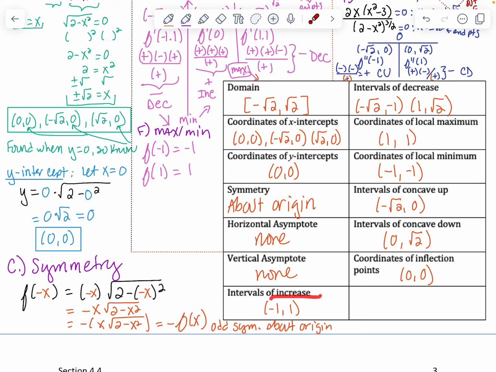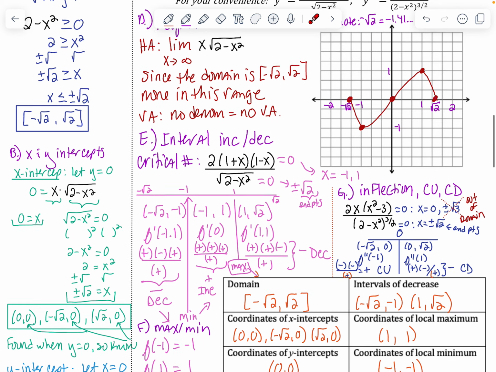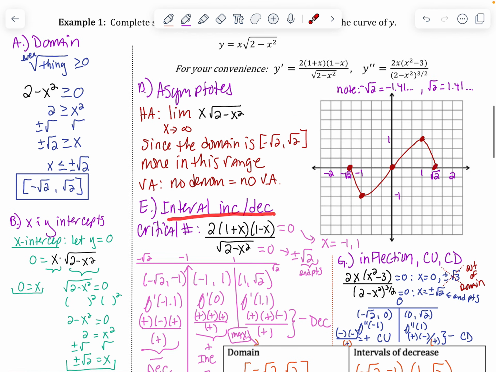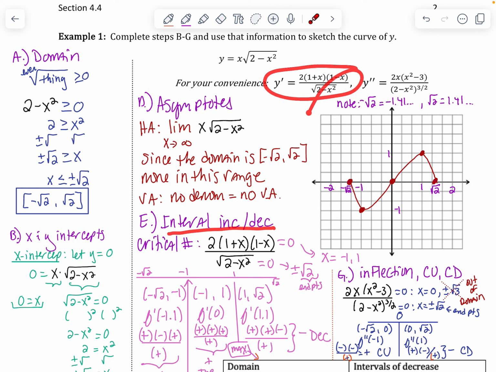Now we want to find intervals of increase and decrease, which immediately lend us to the local maxes and mins. Remember, to find intervals of increase and decrease, we start by taking the derivative, which was given to us in this case, and setting it equal to 0. That's when the numerator is 0. 2 doesn't have a variable. 1 plus x would give us negative x. 1 minus x would give us a positive x.